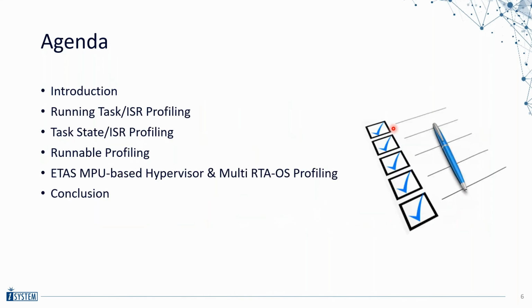So with that being said, I will have a short introduction. Then we will first focus on running task ISR profiling, task state ISR profiling, and runnables, how you can record runnables, which are part of the RTE. I will briefly mention ETAS MPU-based hypervisor profiling at the end. I won't demo this, I will just mention it so that you're aware that we support this use case, and we will have a short conclusion at the end.